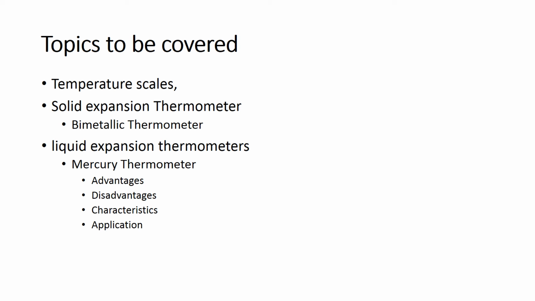In today's session, we will discuss different temperature scales. We will start with solid expansion thermometer. In that, we will discuss bimetallic thermometer. In liquid expansion thermometer, we will take an example of mercury thermometer. We will discuss principle, construction and working, advantage, disadvantage, and application of each instrument.